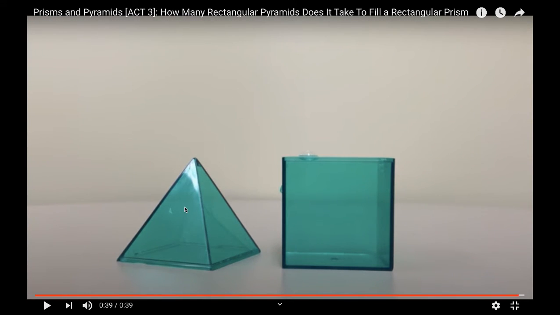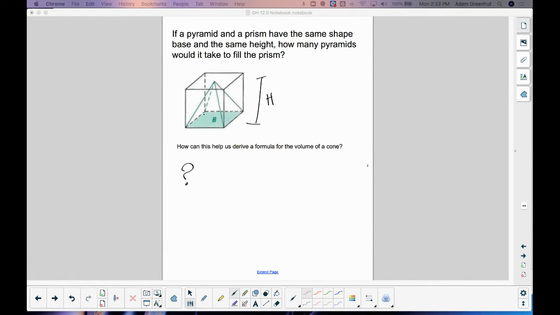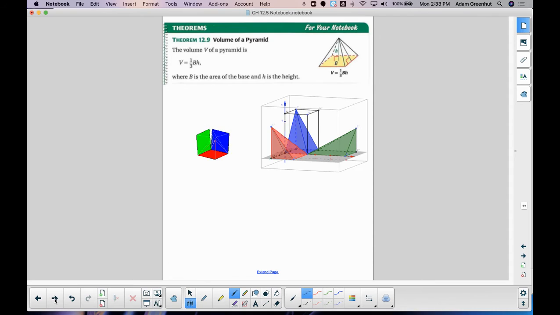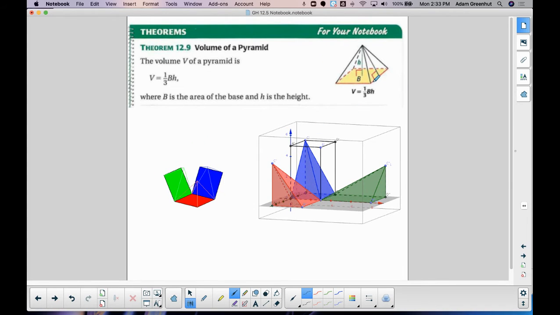So how can we use that to come up with a formula? Well, it should be pretty basic now. If I have the same base and the same height, I just got to multiply the prism volume by a third. One third the volume of the prism will give me the volume of a pyramid that has the same height and shape base. So there's your formula: 1/3 area of the base times the height.